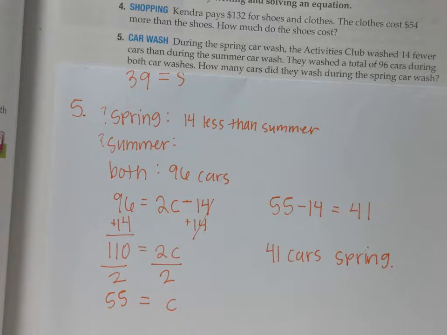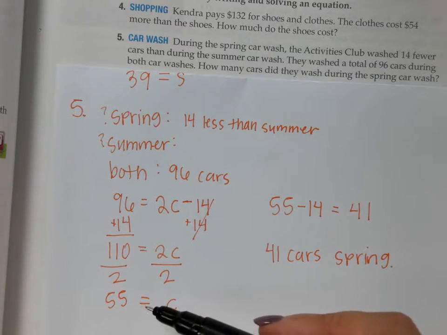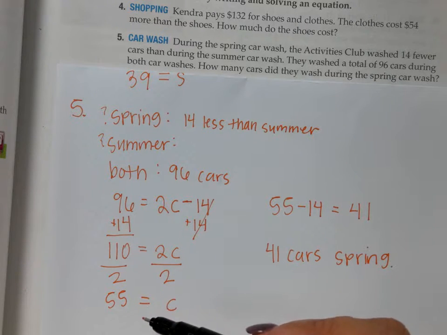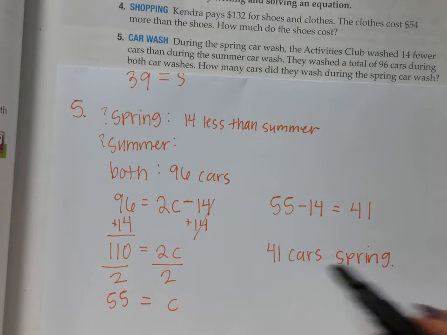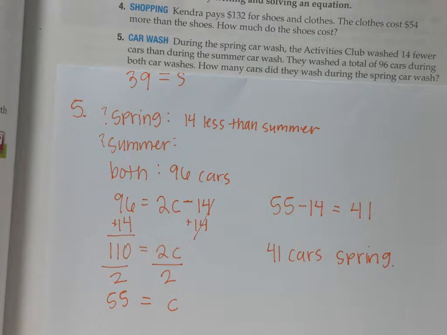But how many cars did they wash in the summer? 55. So the C tells me that they washed 55 in the summer. And then when I subtract 14 from that, it tells me that they washed 41 cars in the spring. So I got it right, like number 4.